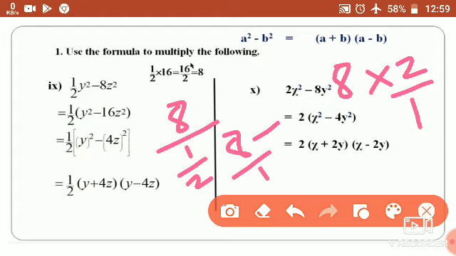8 upon 1 divided by 1 upon 2. This we write like this: 8 upon 1 multiplied by 2 upon 1. Remember this? So 8 2s are 16 will come here. Understood why it comes?